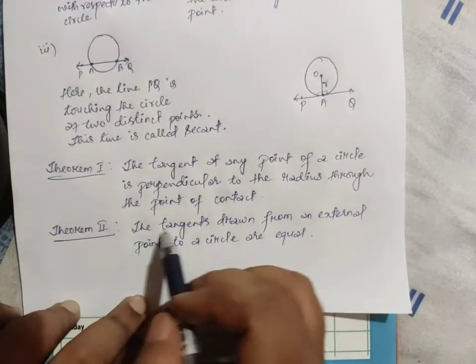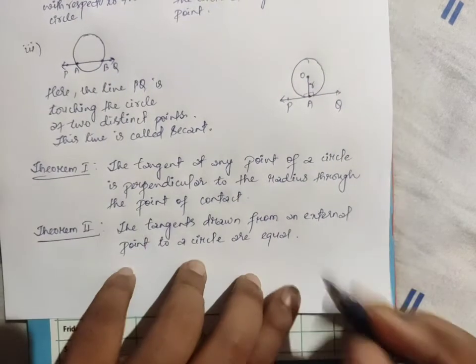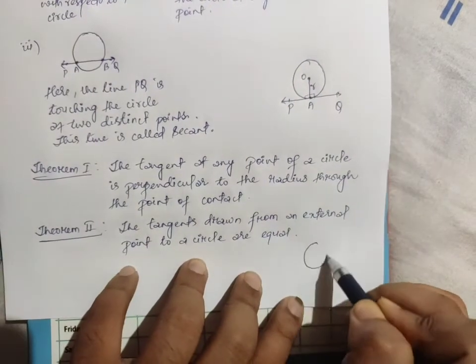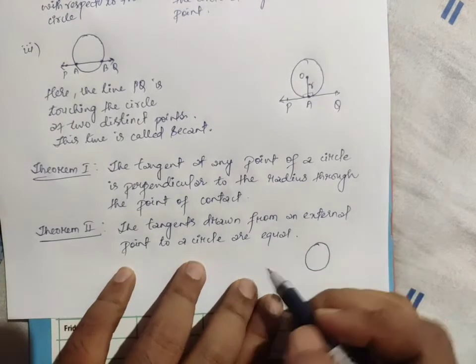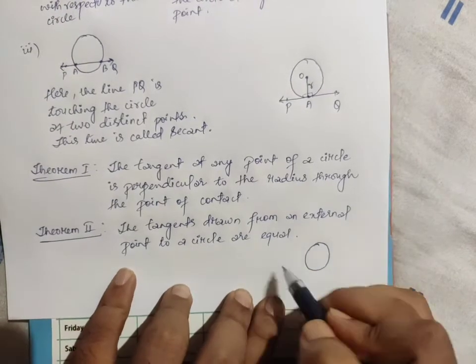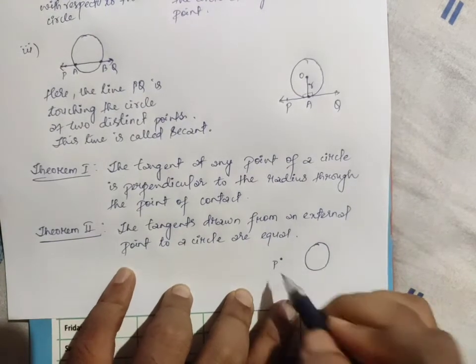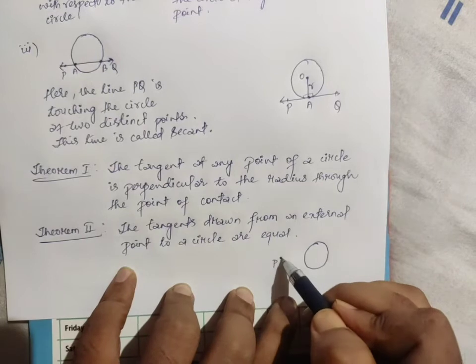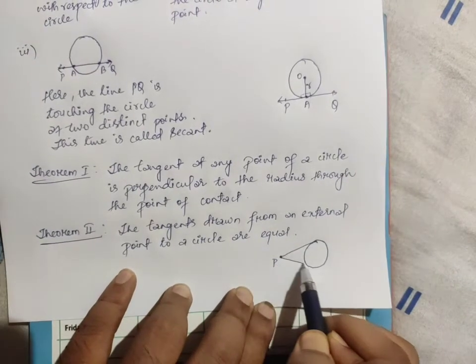So what does it say? The tangents drawn from an external point to a circle are equal. So let us draw a circle, and then you have to draw tangents. Tangents, that means let us draw 2 tangents from an external point, that means outside the circle. Suppose here you have an external point P. Now let us draw 2 tangents from this point. So let us draw one tangent here, another one here.